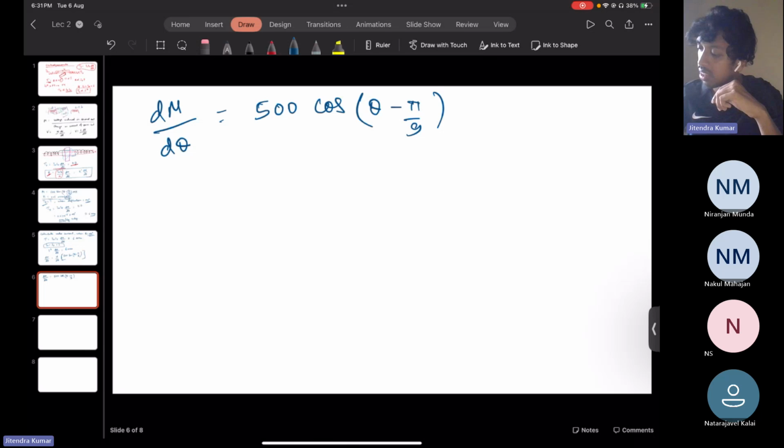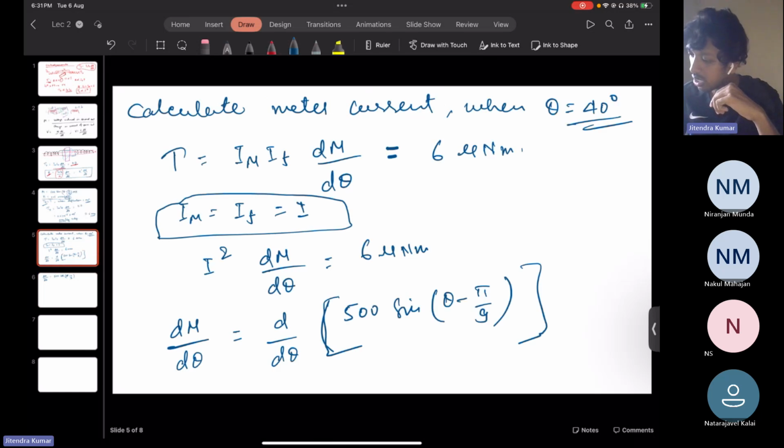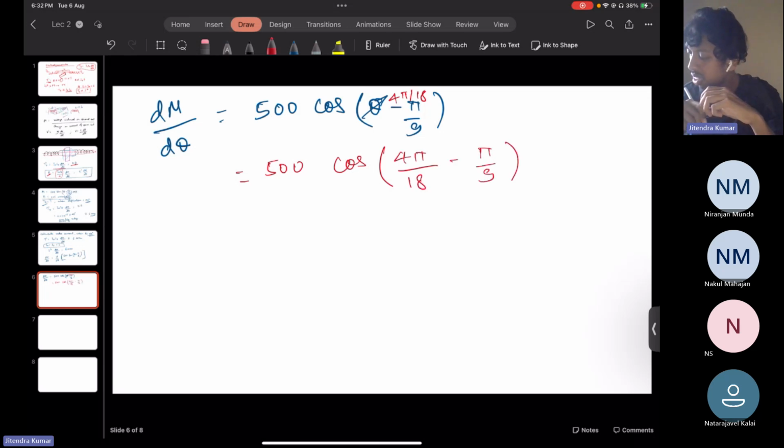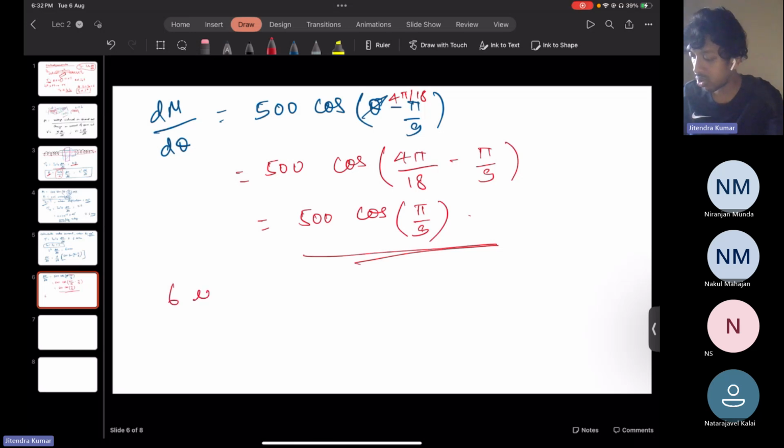Now we will need to plug in the value of theta equal to 40, or 40 is also mentioned in radians. So 40 is equal to 4 pi by 18. So theta we will have to plug in 4 pi by 18. Then we will get 500 cos of 4 pi by 18 minus pi by 9. So 2 pi by 9 minus pi by 9 is equal to pi by 9. So 500 cos pi by 9. So you need to calculate this value to get dM by d theta. And torque we know. So 6 micronewton meter is equal to I square into 500 cos pi by 9.